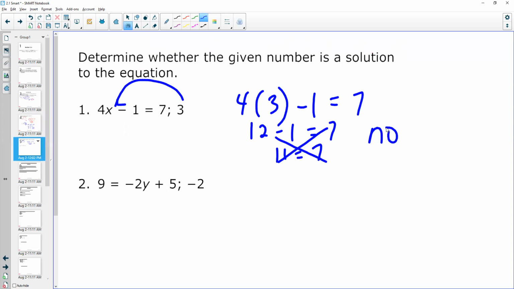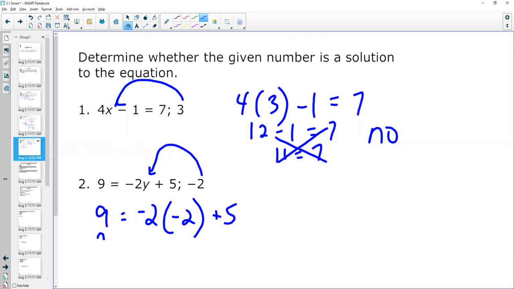And then let's see, we're going to put -2 in for y. So 9 equals -2 times -2 plus 5. 9 equals 4 plus 5. Yep, that's 9. So that's a yes. Notice also that I actually write out all the work because I think that's a part of keeping your brain organized here in algebra. The more you write down, the less you try to keep in your head, the better this is all going to go, I promise. And I've been teaching this a long time.